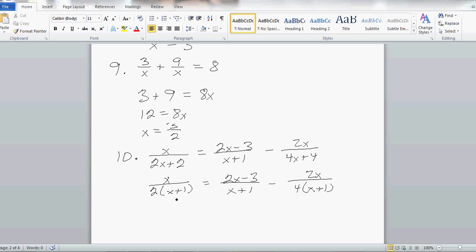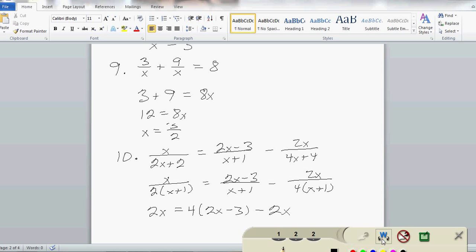In order to get that here, we need to multiply the denominator by 2, but since we multiply the denominator by 2, we have to multiply the numerator by 2. So this becomes 2x. To get this to become the common denominator, we have to multiply by 4. And this already is the common denominator, so we don't have to do anything there. And then this becomes a relatively simple linear problem.